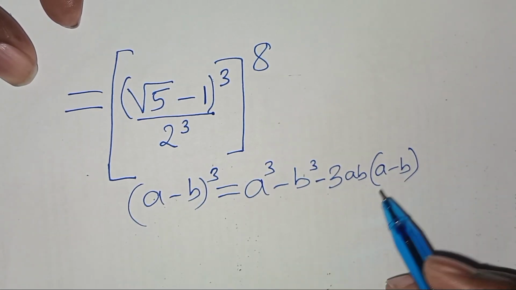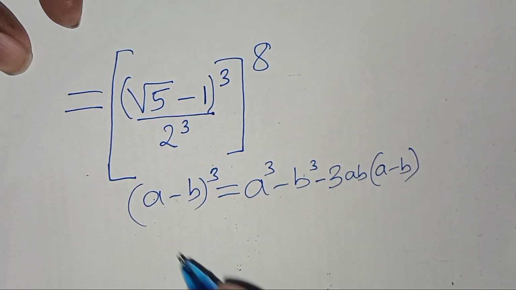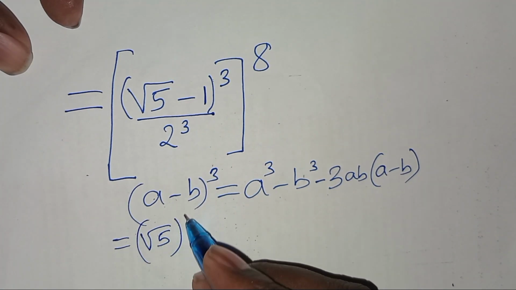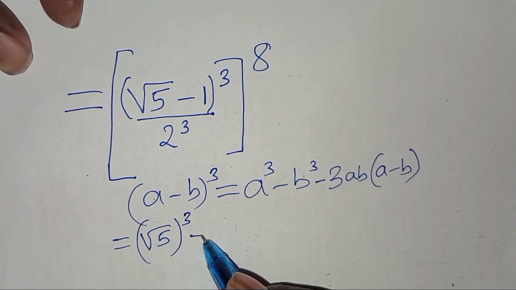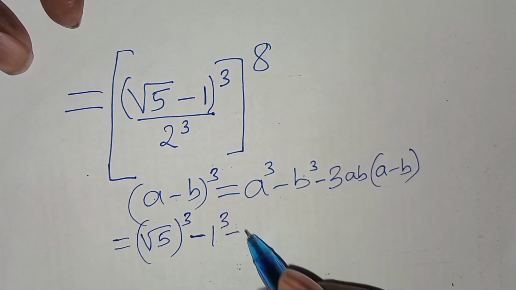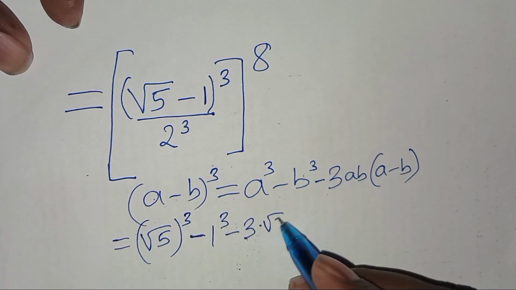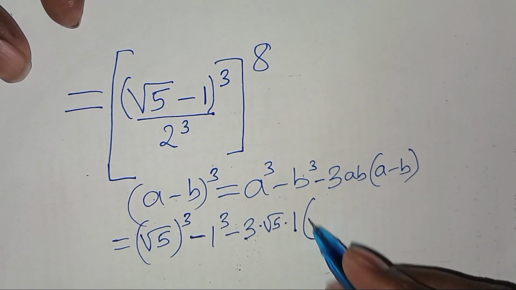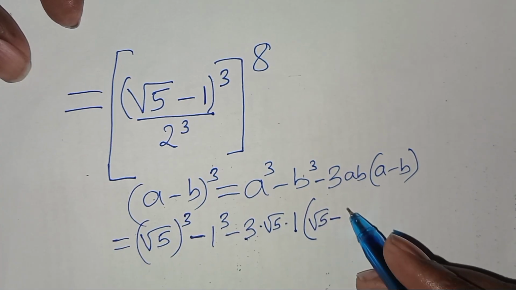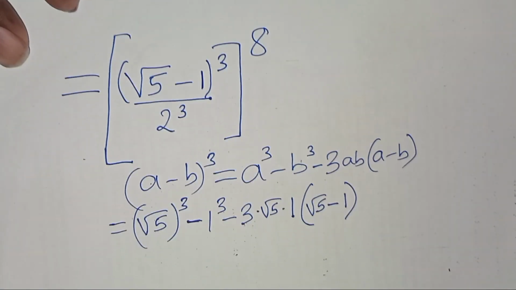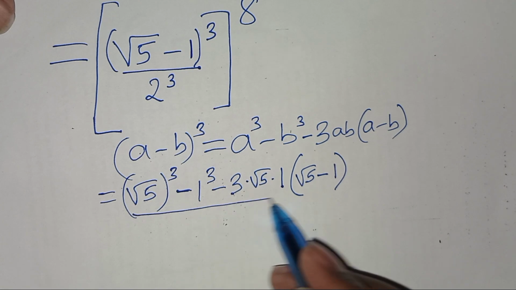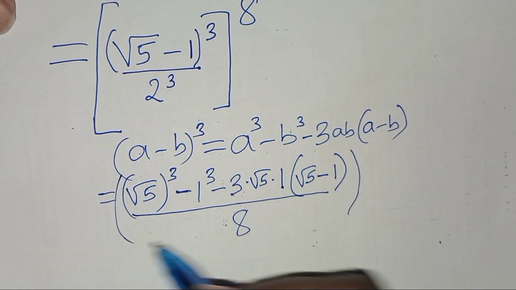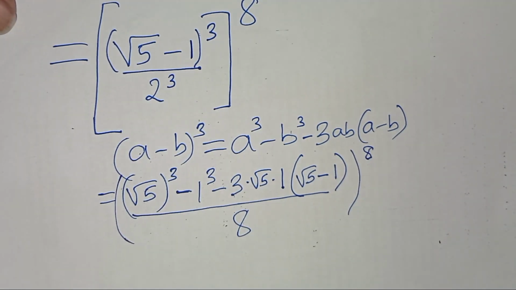Now applying this property, we'll have (√5)³ − 1³ − 3 times √5 times 1, and in the parentheses we'll have (√5 − 1), and this is divided by 2³, which is 8, and everything here is raised to power 8.